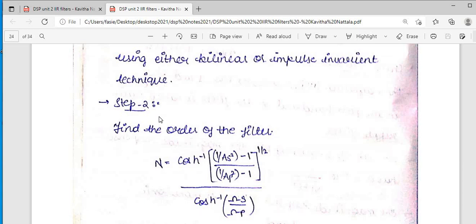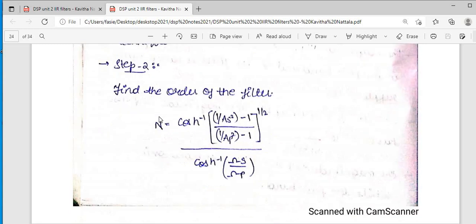How do you obtain the order of the filter? Same formula, n is equal to, but here instead of log we will use cosh inverse. That's the only difference. Cosh inverse of the same factor, (1/as² − 1 / (1/ap² − 1)) whole power 1/2, divided by cosh inverse of the frequency in the stop band by the frequency in the pass band. Clear? That is the first step.